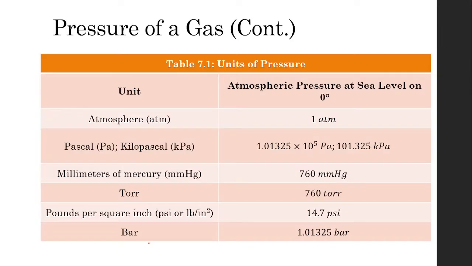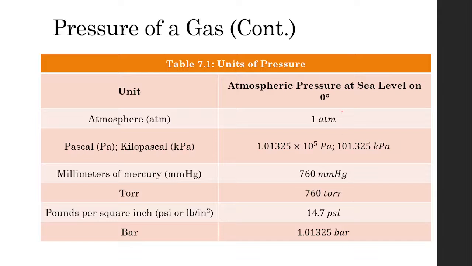Now let's look at this table right here, which shows the units of pressure. We have units of atmosphere, Pascal, kilopascal, millimeters of mercury, torr, pounds per square inch, and bar. These variety of units each has a specific number or measurement, and at standardized atmospheric pressure at sea level at 0 degrees, this is equal to 1 atmosphere, and all of these are equal.